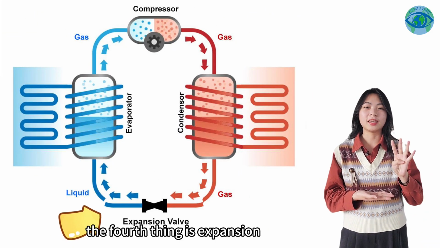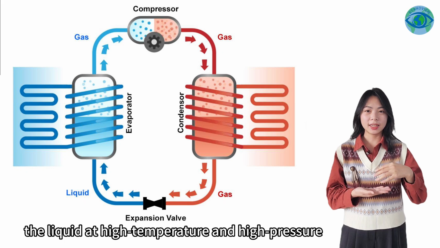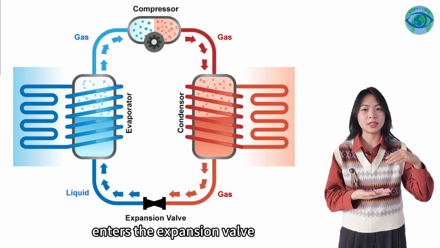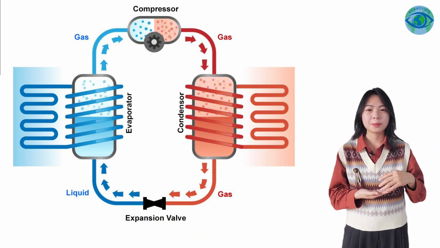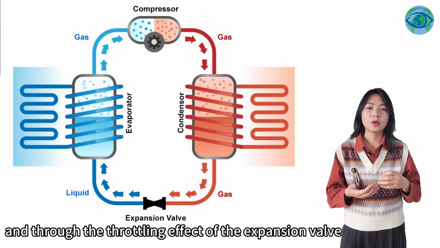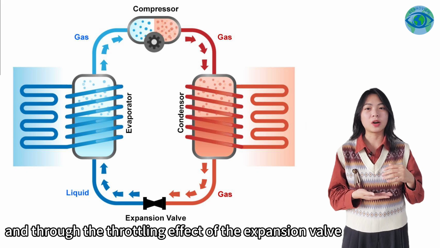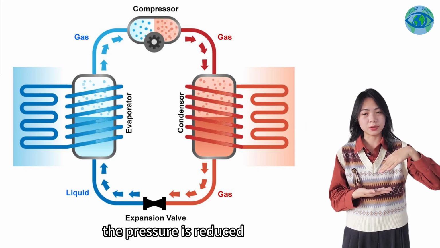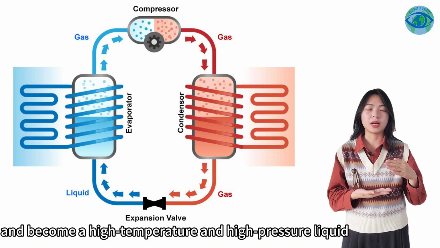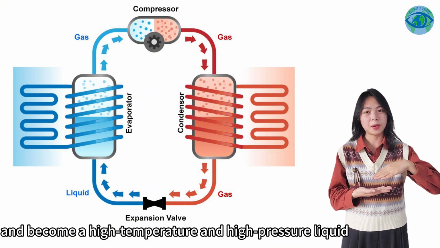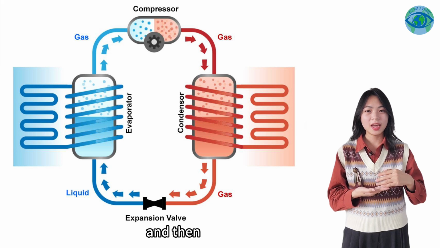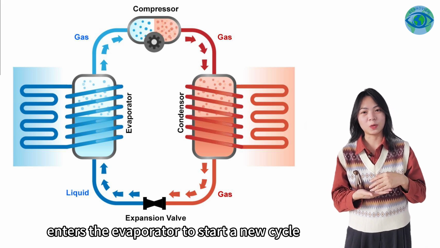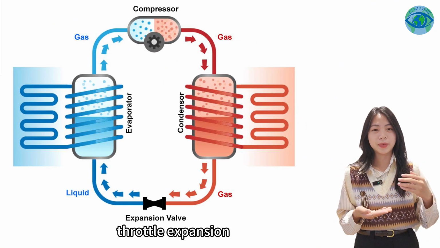The fourth thing is expansion. The liquid at high temperature and high pressure enters the expansion valve, and through the throttling effect of the expansion valve, the pressure is reduced and it becomes a low temperature and low pressure liquid, and then enters the evaporator to start a new cycle. Throttle expansion.